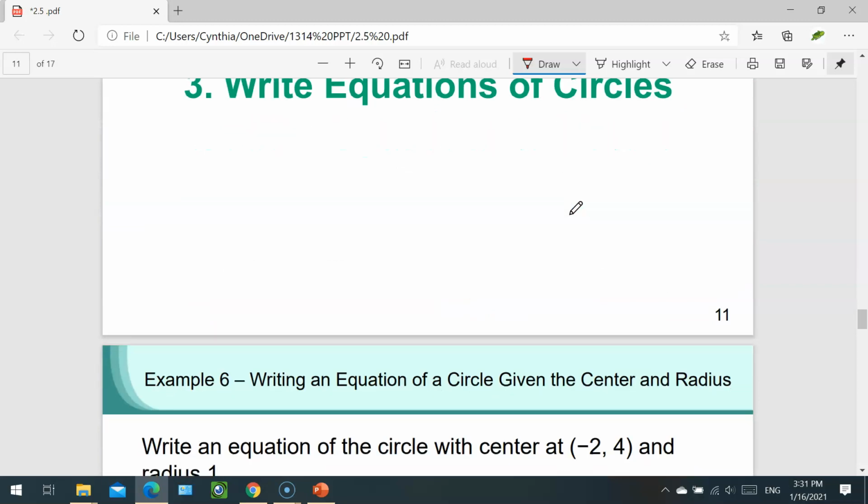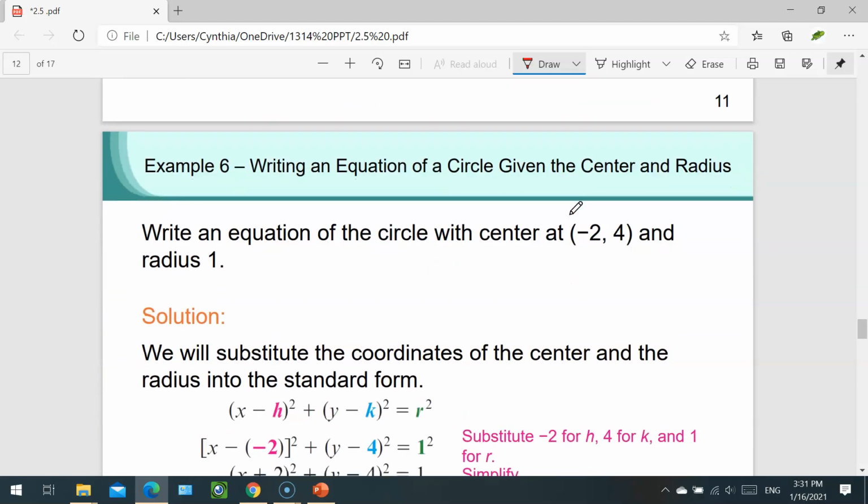Write the equation of a circle. Write the equation of the circle with the center at (-2, 4) and the radius is 1. So we use the standard equation of the circle to write this.